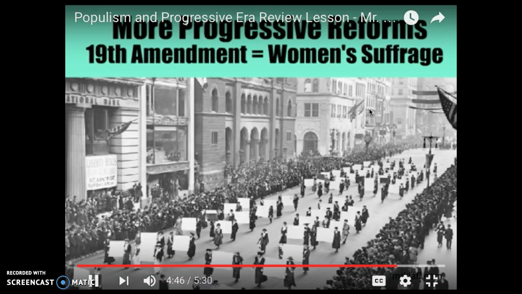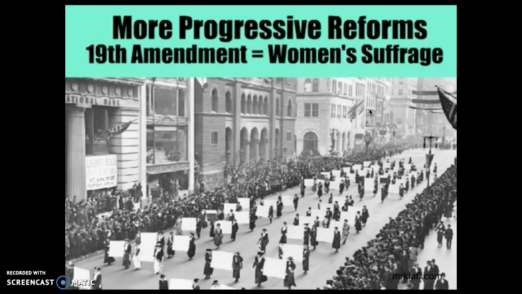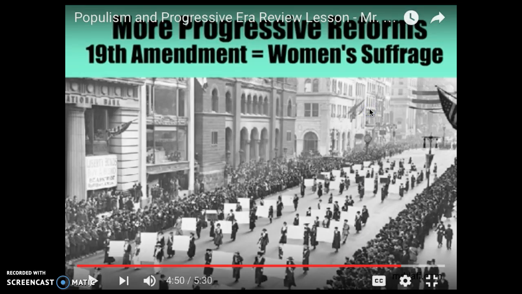Women finally received suffrage or voting rights with the 19th Amendment in 1920. Suffrage means the right to vote. Women couldn't vote until the 19th Amendment. So that means with the 15th Amendment, African American males were able to vote before white women, which is interesting. All good things come to an end.